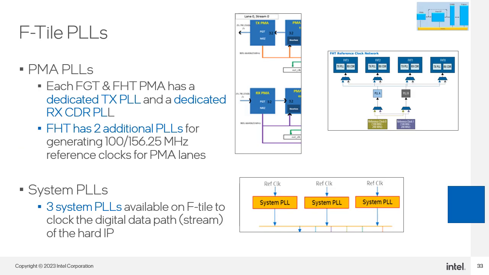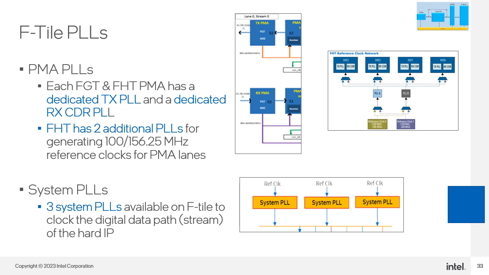The F-Tile has 3 types of PLLs to support clocking the various resources in the tile. First are the PLLs found in the FHT and FGT PMAs. Each PMA has a dedicated TX PLL and a dedicated RX CDR PLL to support the channels it drives. These PLLs are depicted by the graphic at the middle top. Second, all FHT PMAs share 2 common PLLs that are used to generate the 100 and 156.25 MHz reference clocks for them. Using separate PLLs in this way ensures the reference clocks for the high-speed channels are as clean as possible.